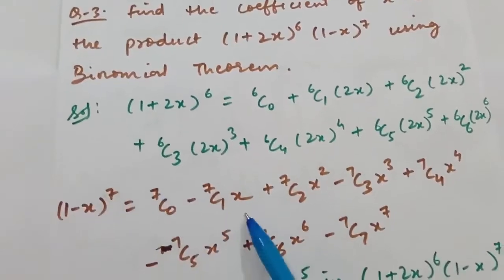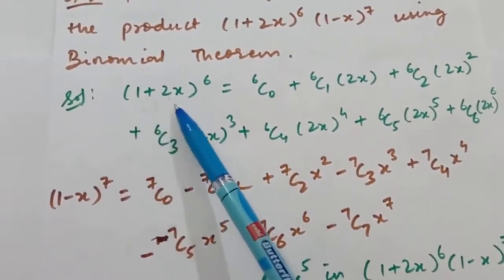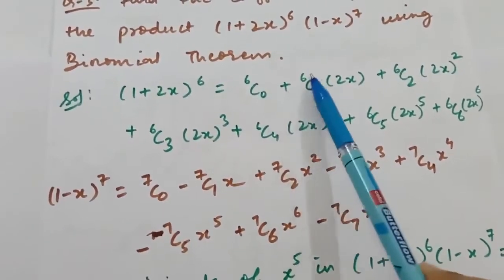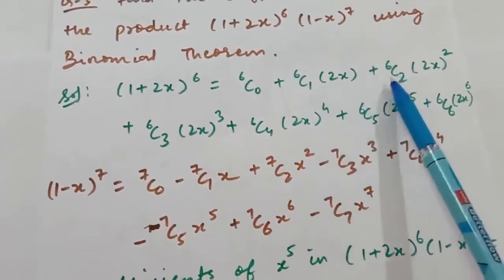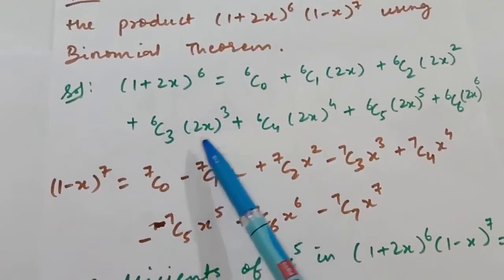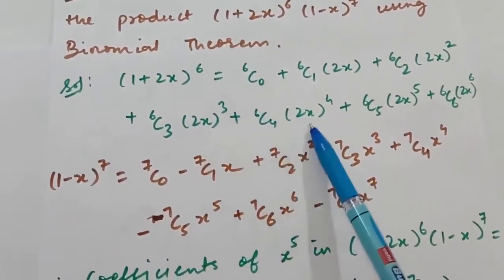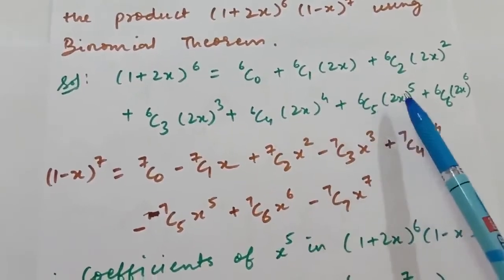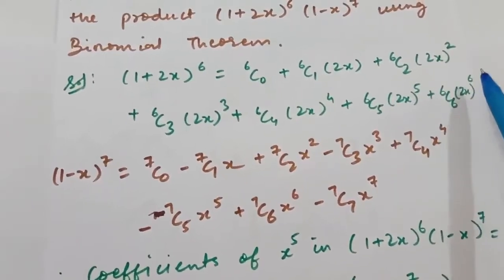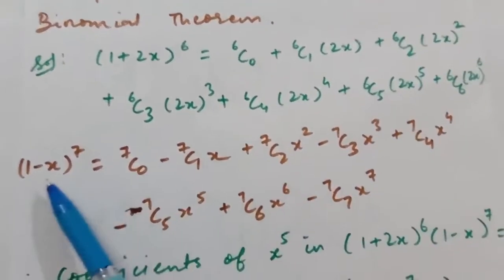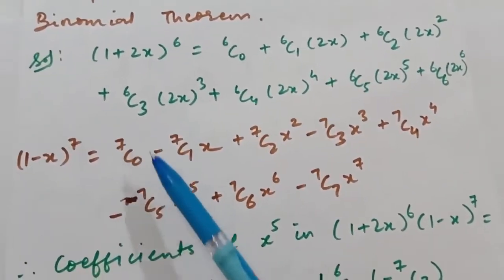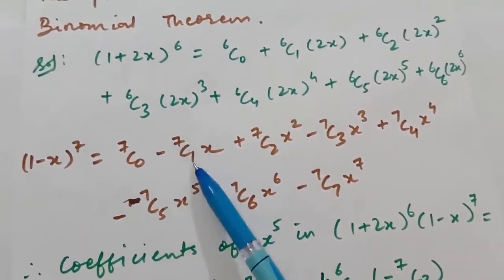Okay, so (1 plus 2x) whole raised to the power 6 is equal to 6c0 plus 6c1 into 2x plus 6c2 into (2x) raised to the power 2 plus 6c3 (2x) cube plus 6c4 (2x) whole to the power 4 plus 6c5 (2x) whole raised to the power 5 plus 6c6 (2x) raised to the power 6. Similarly, expand this: (1 minus x) whole raised to the power 7 is equal to 7c0 minus 7c1 x.